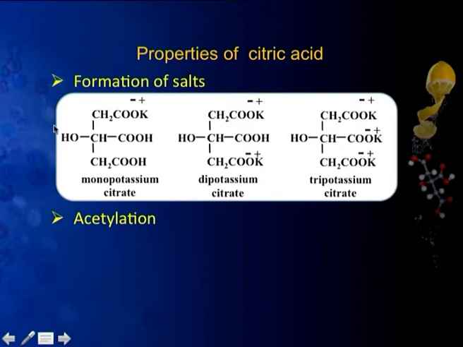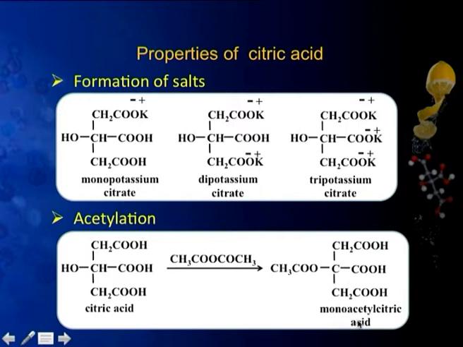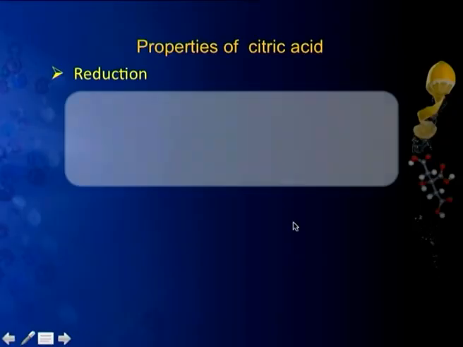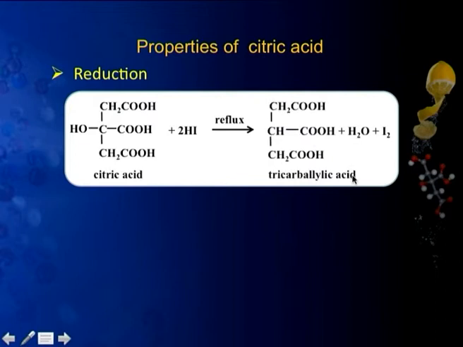Then one of the properties of the hydroxyl group is that it can be easily acetylated. Citric acid on treatment with acetic anhydride gives monoacetyl citric acid. This OH gets acetylated here. Then reduction. HI can reduce citric acid into tricarballylic acid. This OH is replaced by H, reduced here, and we get an acid called tricarballylic acid.